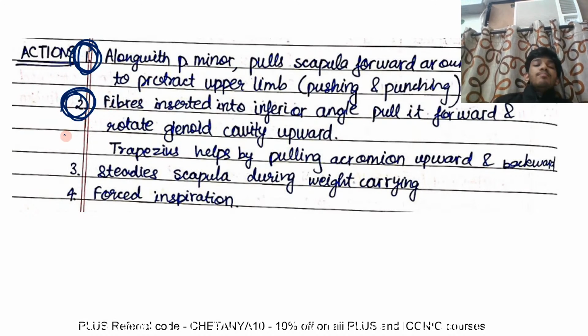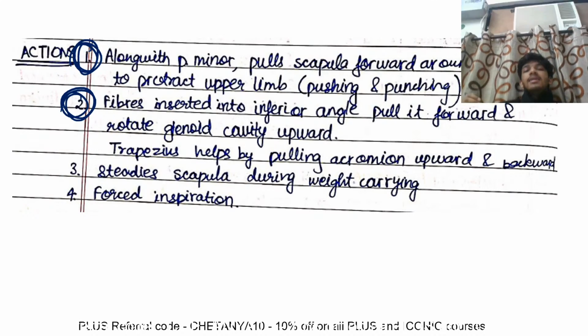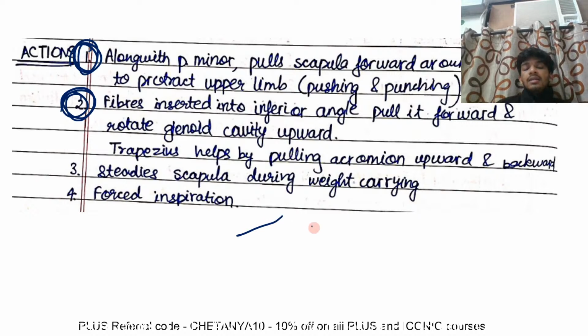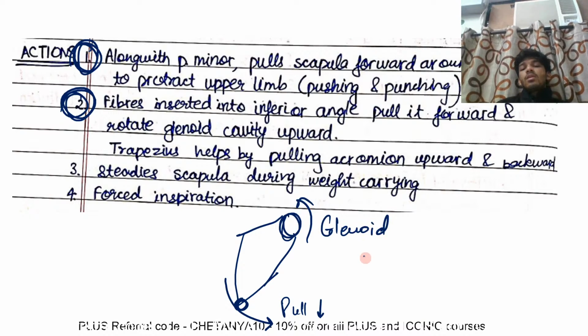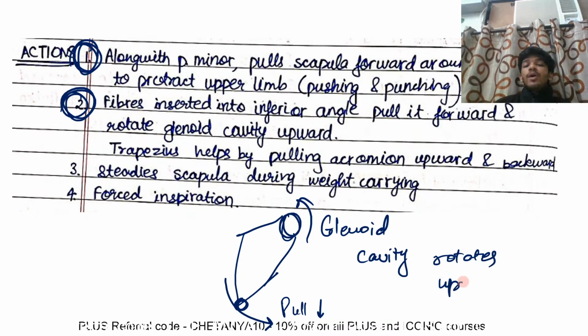Then the second action is also very important, because the fibers which are inserted into the inferior angle will pull it forward and they will rotate the glenoid cavity upwards. So if this is the scapula, this is the glenoid cavity, and this is the inferior angle of the scapula. What they will do is pull this downward, and this glenoid cavity will rotate upward. So that's one important action where the serratus anterior is involved.